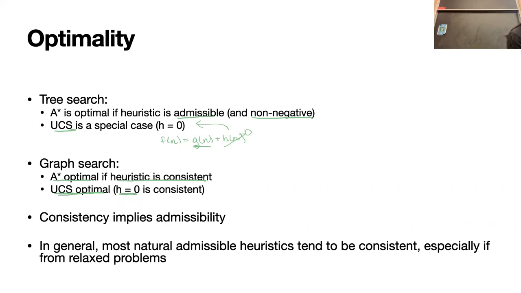As I said before, consistency implies admissibility. And in general, most natural admissible heuristics tend to be consistent, especially from relaxed problems. And that's essentially what you guys will see in some of your assignments. So in general, if you find a heuristic that is admissible, it tends to be consistent. Of course, there are some special cases, but if you have an admissible heuristic, you can usually test that it's consistent. Okay.